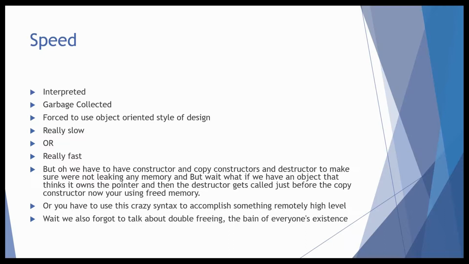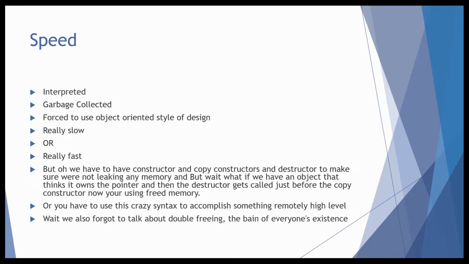And then also, you're forced to use the object-oriented style of design, like I said before. I don't really like that Java and C# force that on you. I like Python, where you can have a class, but you don't have to use a class, because classes aren't meant for everything, and everything doesn't need to be that constrained. Also, you have the problem of it being really slow.